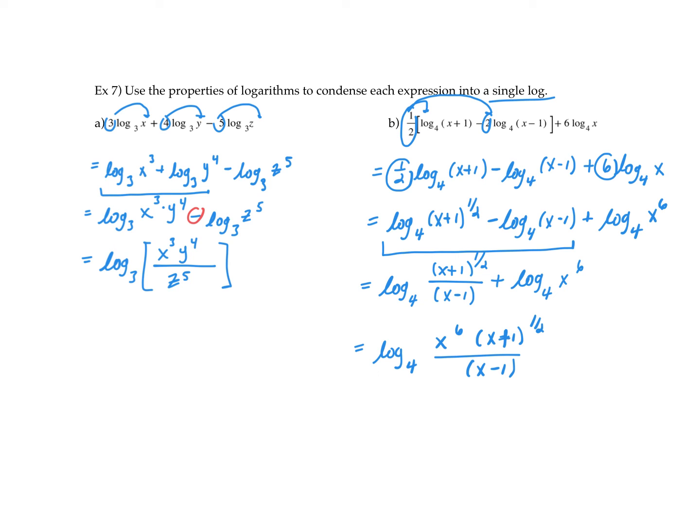Now, a couple things. You could have put the x to the 6th behind, but what I'd like to do finally is rewrite this part, because it's x plus 1 raised to the 1/2. Hopefully you remember that that would be rewritten as the square root of x plus 1 all over the quantity x minus 1. Now don't go crazy on me trying to simplify it. It cannot be simplified. You don't have a common factor that you can divide out of every term.